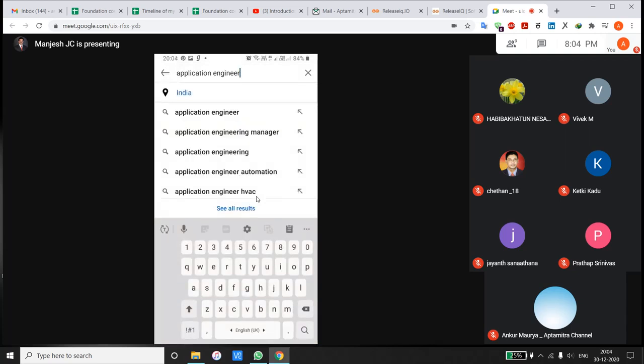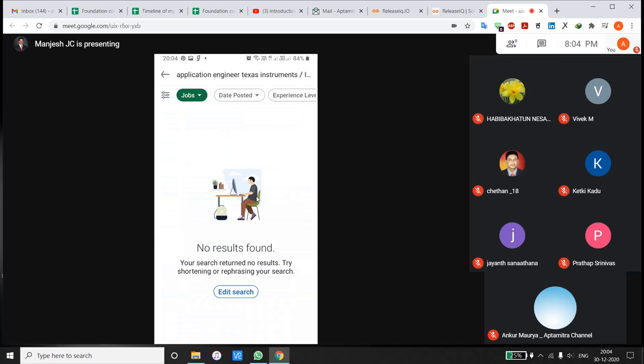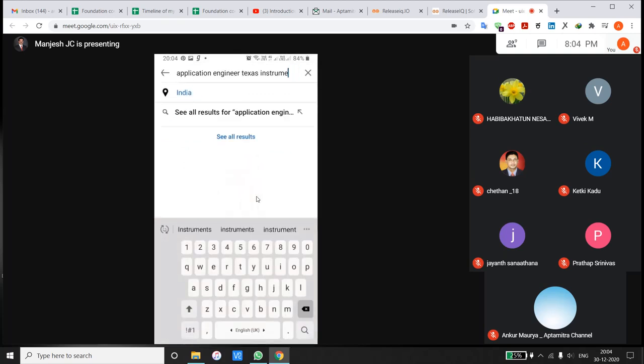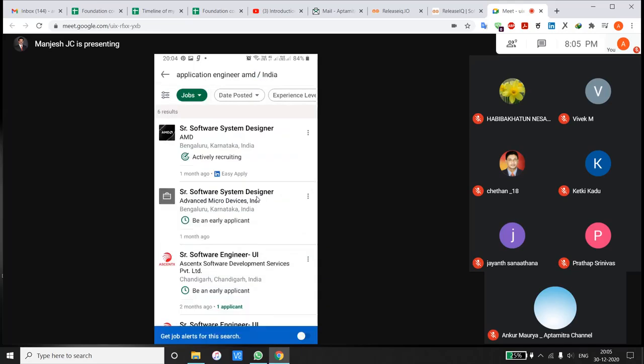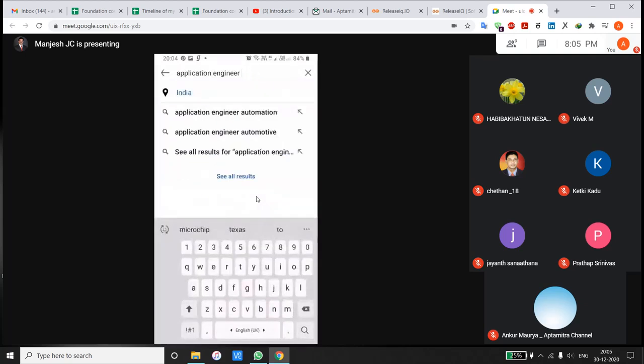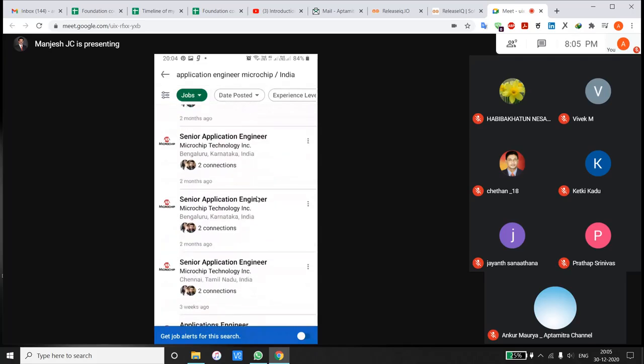To be more specific, if you type Texas Instruments, for example, and search it, there are no results as of now. Then let's say AMD. Do we have? Yes, not much. Okay, let's see Microchip. Yes, so there are multiple application engineer roles.